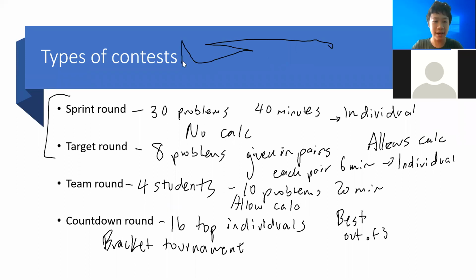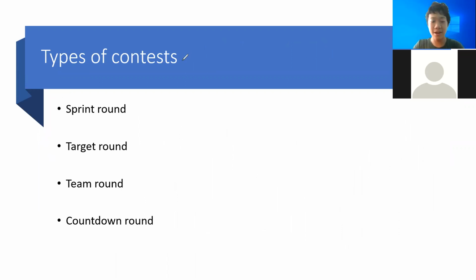Okay, so in the countdown round, there's no calculator. We only get 1 minute per problem. But the 1 minute time limit is actually much more than what people normally take on the problems in the countdown round. People normally take like 5 seconds, 10 seconds on each problem. And you've got to practice a lot with your speed math skills to get really good at the countdown round.